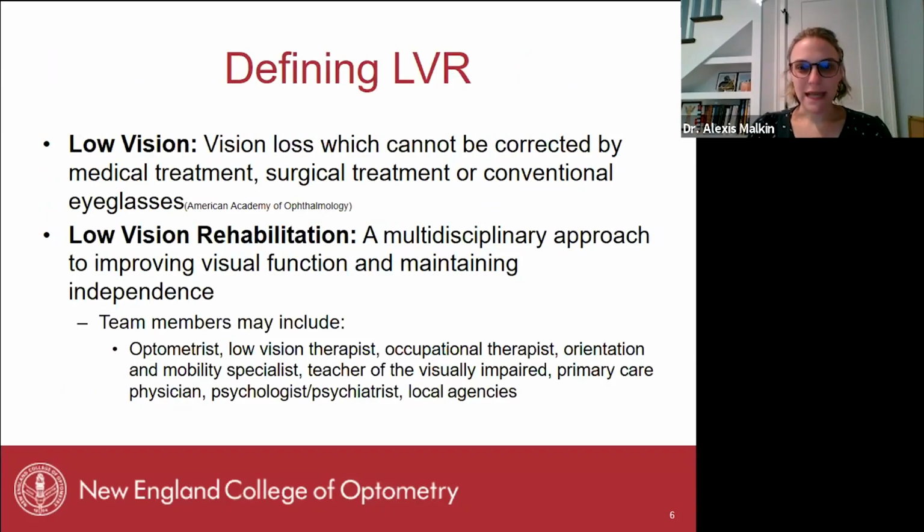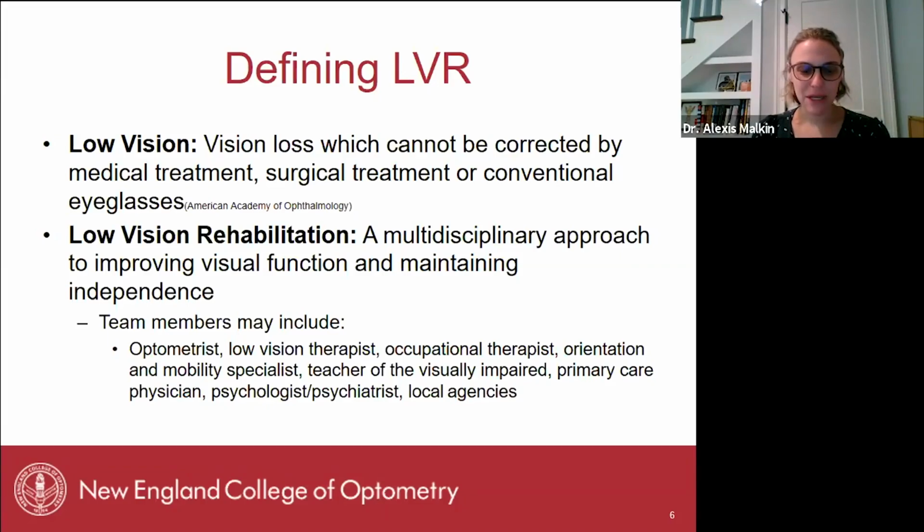When I think about what is actually included in low vision rehabilitation, it's managing patients whose vision loss cannot be corrected with medical, surgical, or conventional eyeglass or contact lens treatment. It's a multidisciplinary approach, and it's really aimed at improving that function. And that just goes back to why I use that definition. I know I'm going to say that a lot today, but we aren't actually trying to improve the visual acuity, though if we can, that's always a really nice bonus. We're actually trying to improve the function and help people maintain their independence to whatever degree they need to.